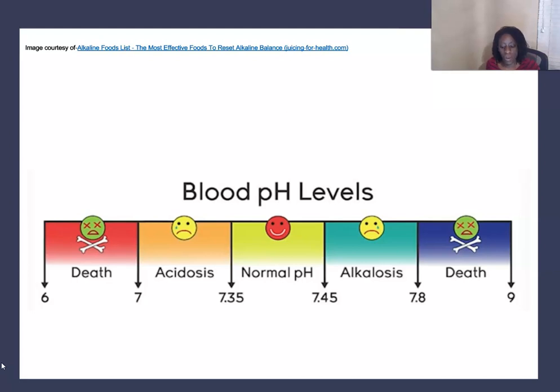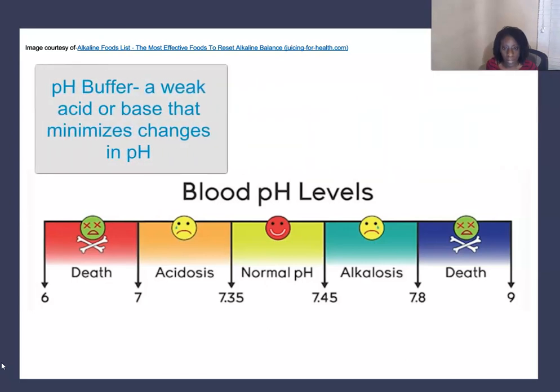Okay, so knowing that we eat and drink and we're exposed to so many different chemical substances with all different types of pHs, how can we prevent potentially life-threatening changes in our own pH, or in our blood pH specifically? Well, this is where buffers come in. Buffers are weak acids and weak bases that minimize significant changes in the pH. So basically what that means is a buffer can prevent large changes in pH. They keep the changes small.